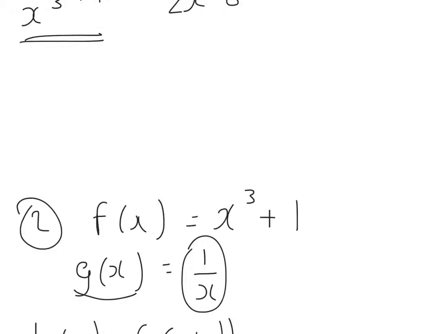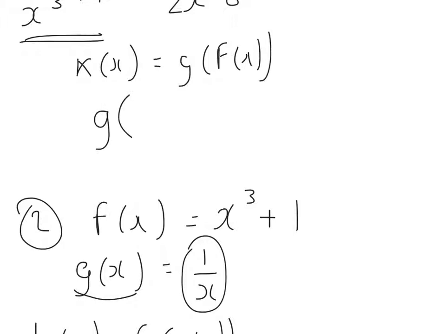The next question is looking for k of x, and k of x is equal to g of f of x. So that's g of f of x, which is g of x cubed plus 1. So the g function is whatever's in the bracket, you write it down, and it's 1 over whatever is inside the bracket.